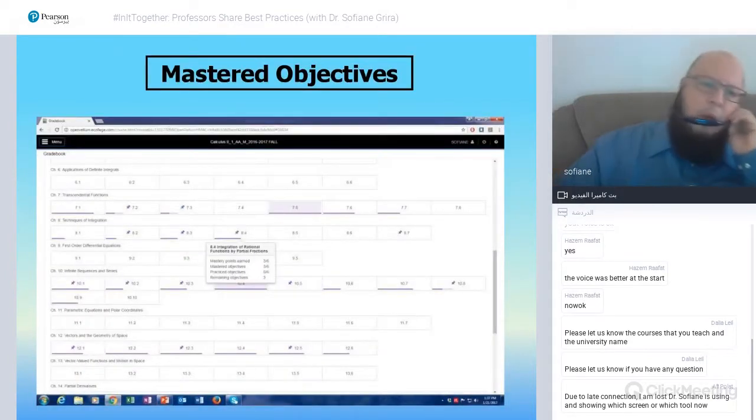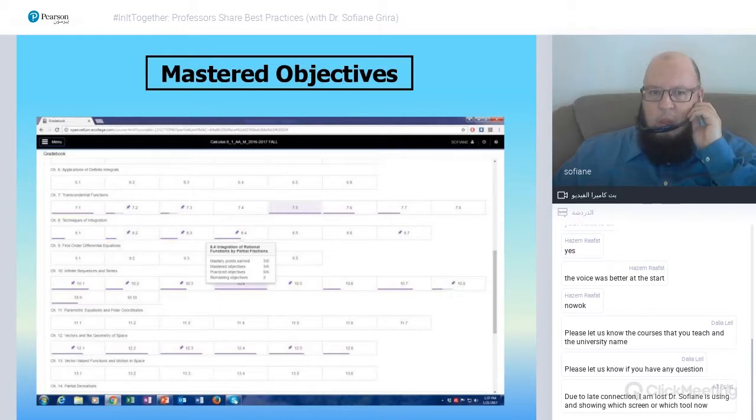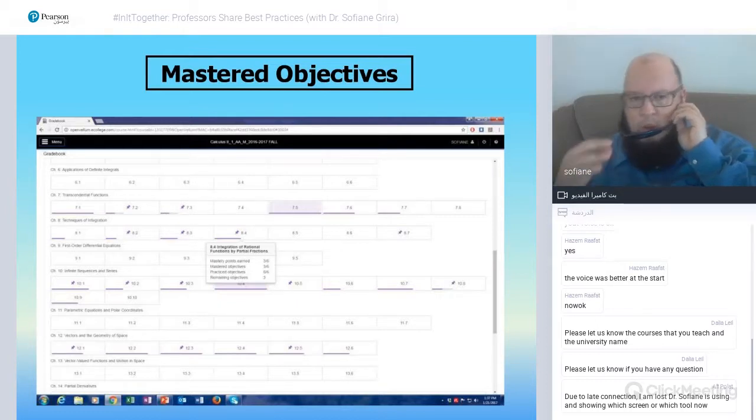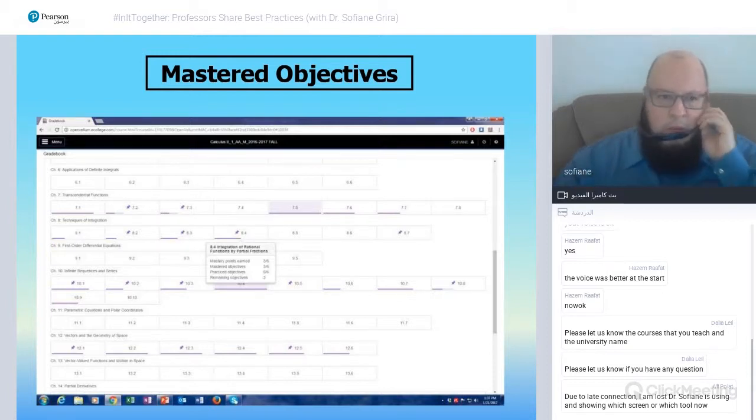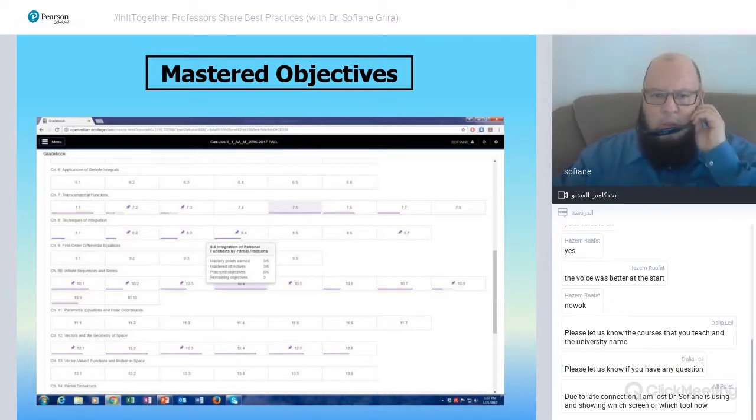Now the other important feature in the study plan is the objectives. As I said previously, in the study plan there are many objectives, and each objective consists of a set of questions. These are the objectives. For example, you have one section here, and it will show how many points he earned and how many objectives he mastered.